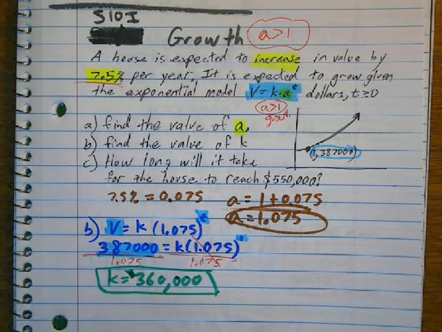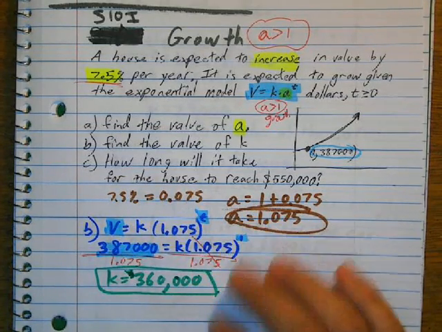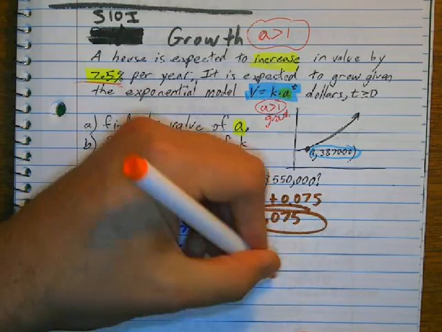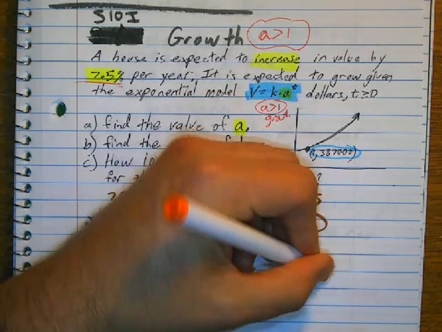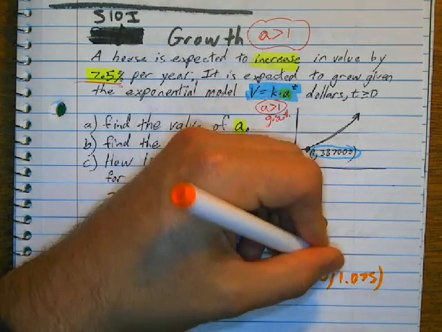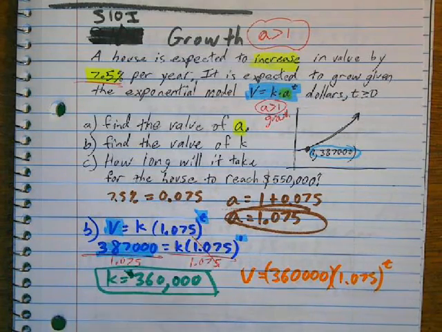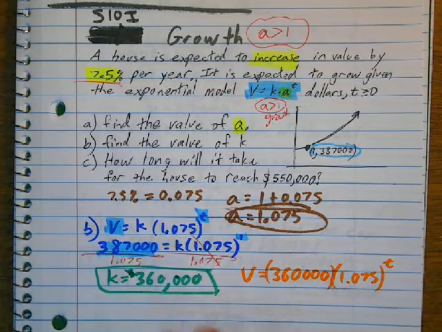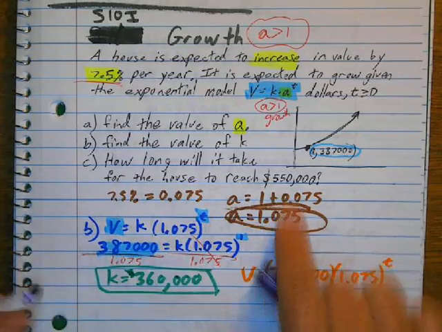Okay. So how long is it going to take? So this gives me my equation now: V equals 360 times 1.075 to the power of t. Because now I've got my k value and I've got my a value. Now part C says how long is it going to take to reach 550,000?